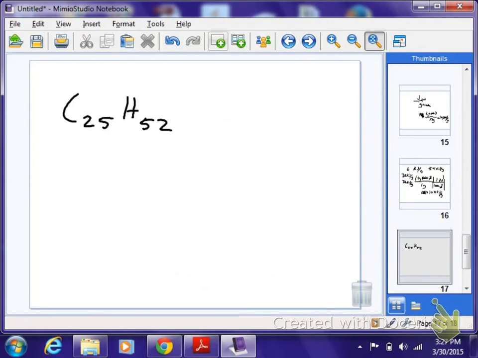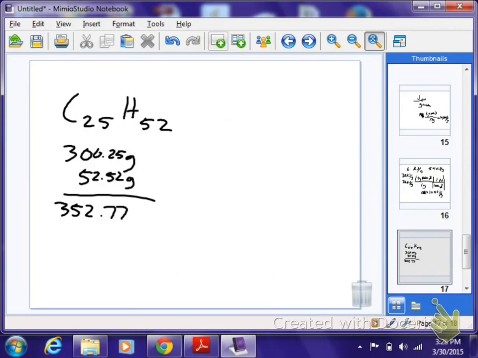C25H52, and we add that all up, we go, okay, 25 carbons times 12, the weight of that is basically 300. And we take the 52 hydrogens, that would be 52. So that comes out to be 352.77, right? That's how many grams are in a mole. So if I burn 1 mole of molecules, I burn 352.77 grams.